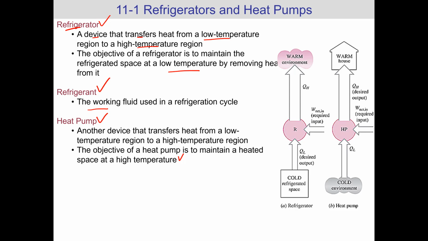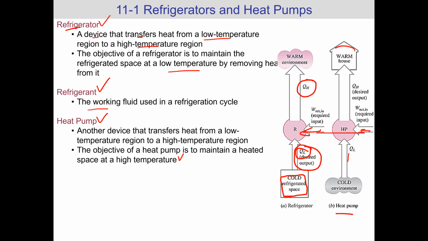If you think of a refrigerator as a reversed heat engine, it takes work in to move heat from a cold region to a warm region, right? So this would be, for example, the inside of the refrigerator, where the desired output of the refrigeration cycle is the Q removed from the cold space. And then a heat pump is the same thing. It operates on the same cycle. It takes work in, moves heat from a cold space to a hot space.